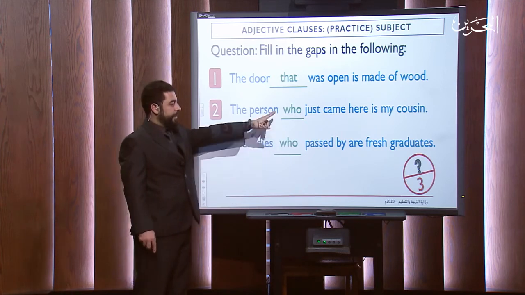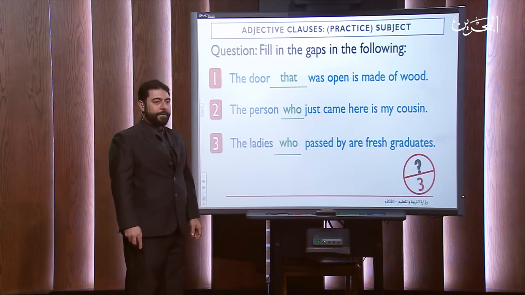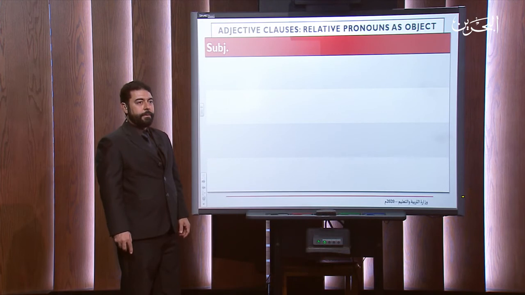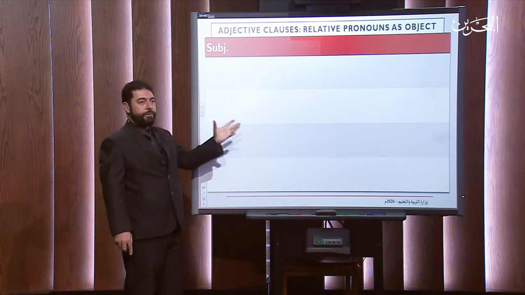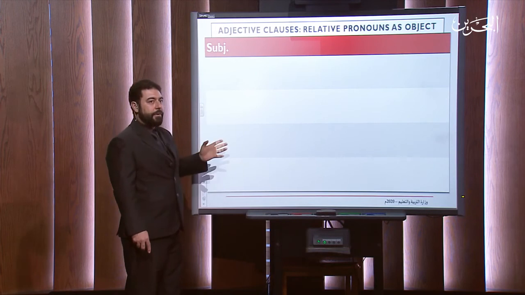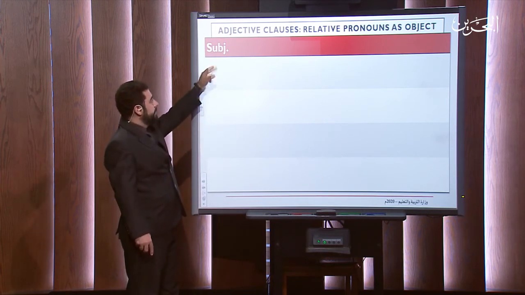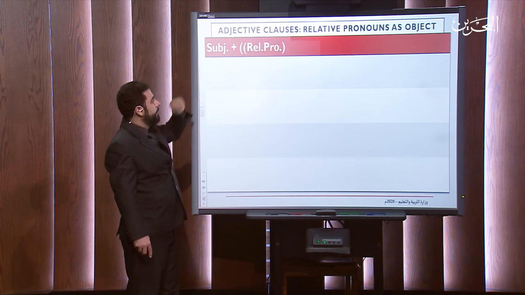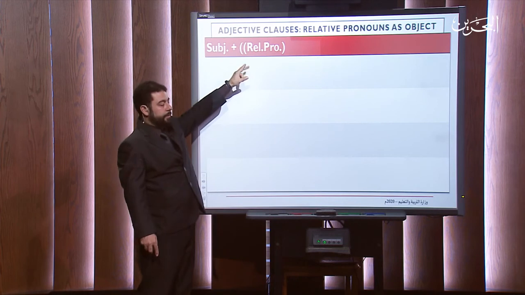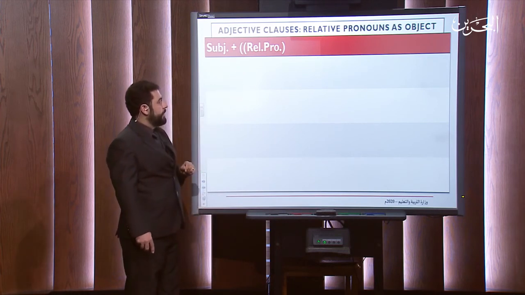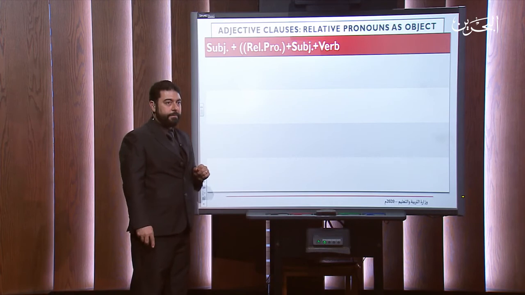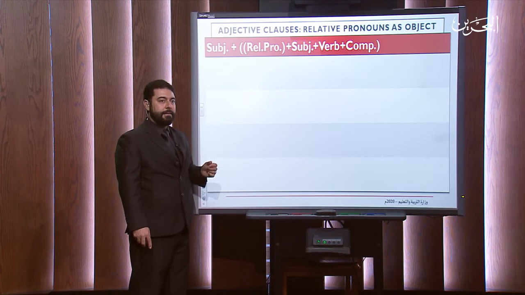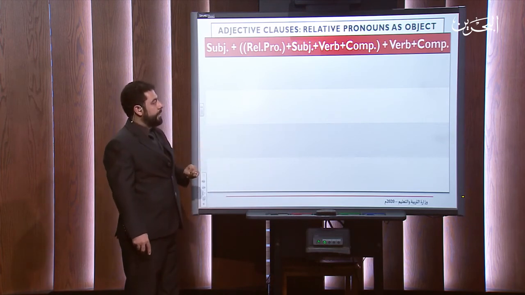It's very important to know the appropriate relative pronoun. Okay. Give yourself a mark of 3 and let's carry on. So, this time I'm going to introduce the adjective clauses, but pronouns as object. So, this is a different set of sentence. So, we start with the subject plus, this is optional, so we use a relative pronoun plus another subject, plus a verb, plus the complement, the completion of the sentence. And then I add a verb and a complement.